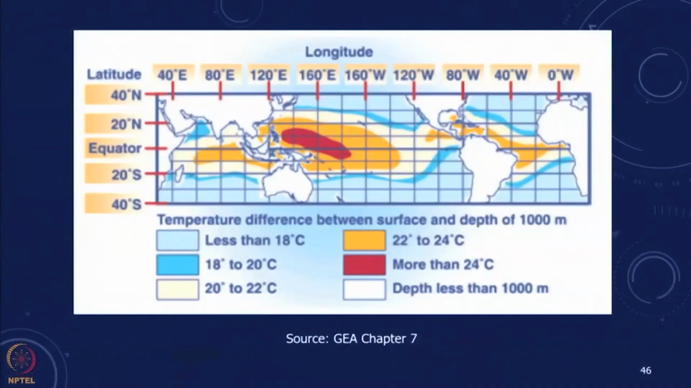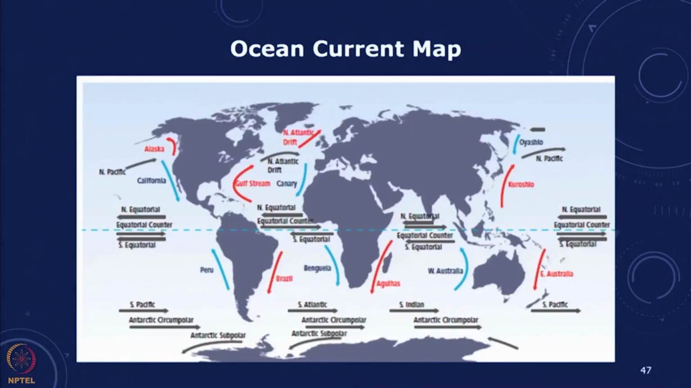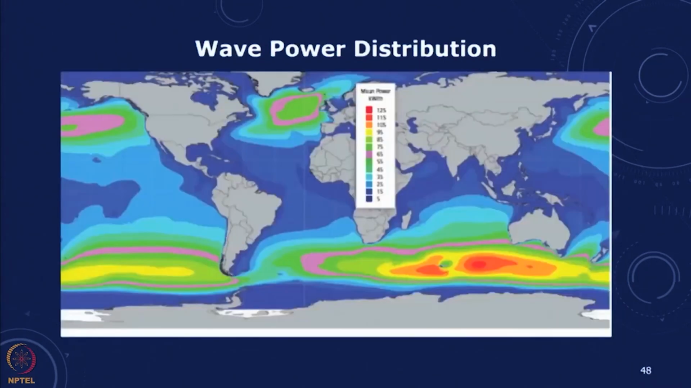So we've looked at tidal, and we've looked at ocean thermal. And then we can also look at ocean currents, and it is possible to use some of these ocean currents in terms of energy generation.